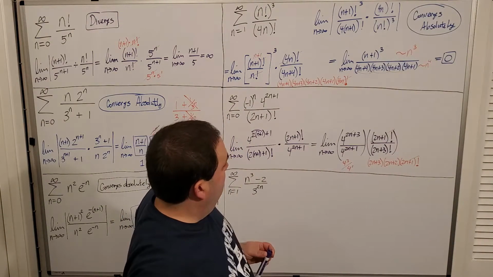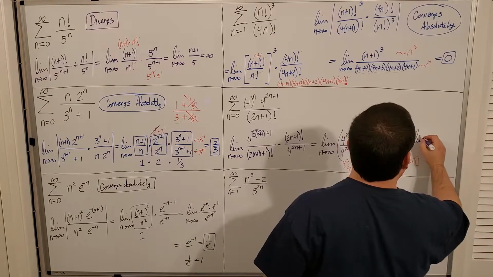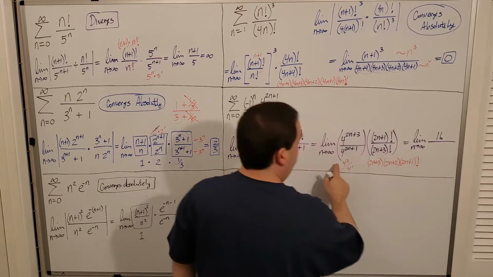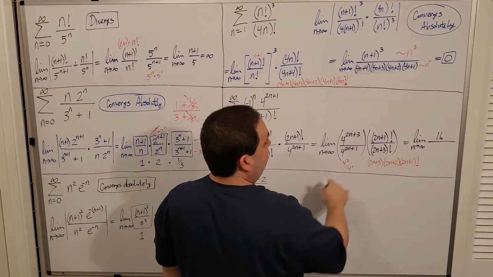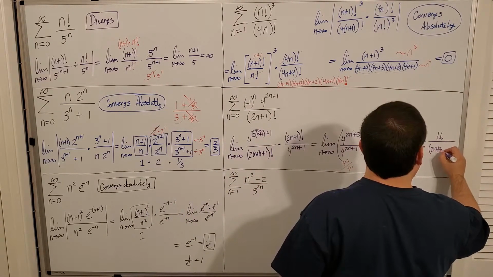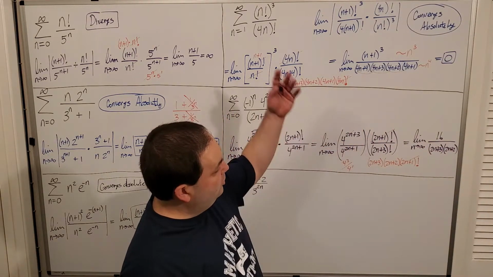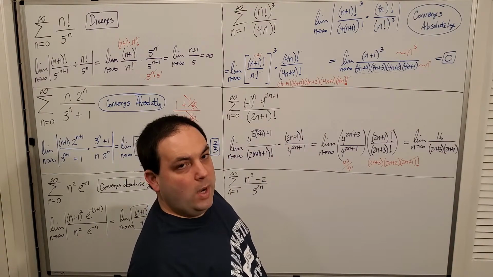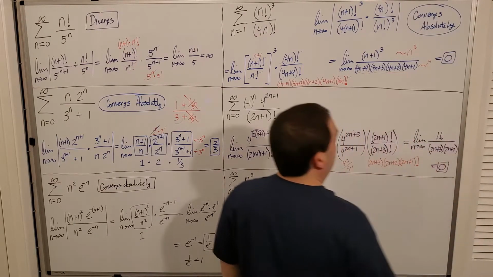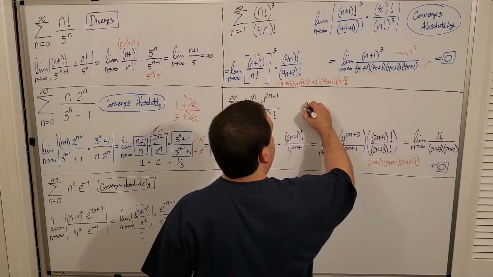Okay? So my limit, what's left over, I have the limit as n goes to infinity of just 16 because of the 4 squared. That's going to be left on top. And then in the bottom, I've got 2n plus 3 times 2n plus 2. There's no n's in the numerator, and there's n squared in the denominator. That limit is going to 0. 0 is less than 1. Therefore, this one converges absolutely.